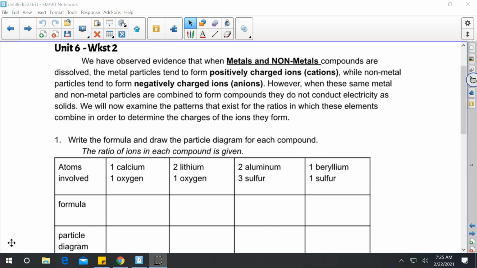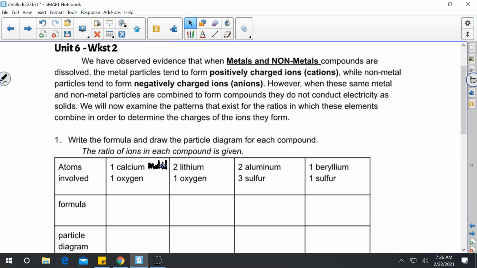each compound. The ratio of the compounds is given to you. So this is in your packet. It's worksheet number 2. This is your assignment for today since I'm going to be gone. So if we look at this first one, notice they list the metal first. In these ionic compounds, we always write the metal first when we are going to do these.